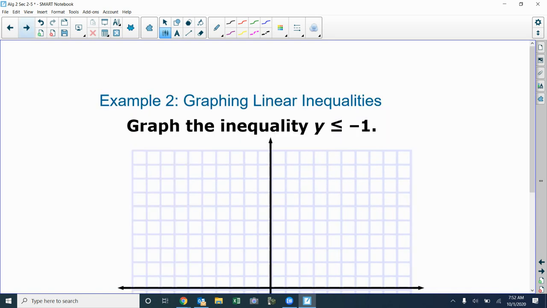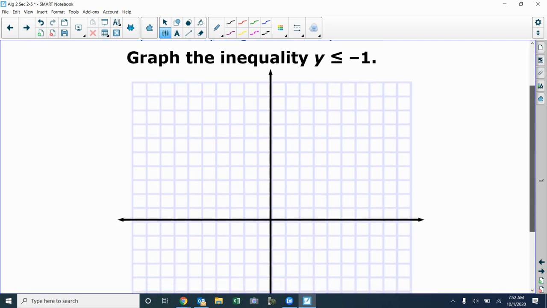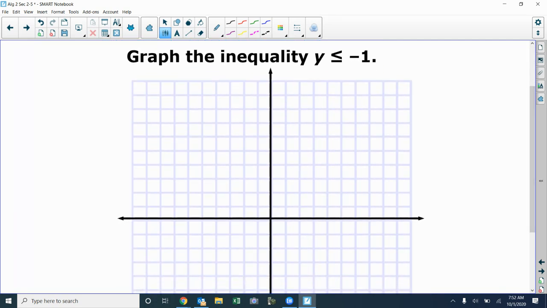All right, let's try another. This one's kind of a little bit of an anomaly. I'm going to write it as y equals -1. Step 1, now what? Got to graph. This is a little different because it's y equals a number, so it's going to be what kind of line? Vertical or horizontal? Y equals -1. Anybody? Horizontal. It's going to be horizontal.